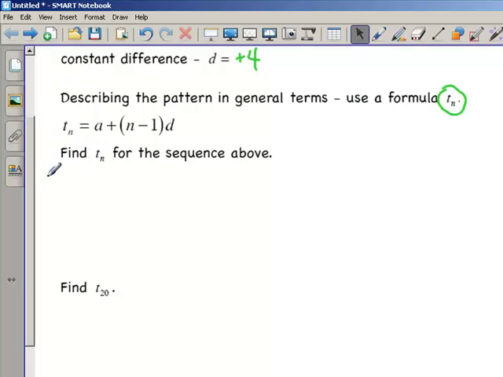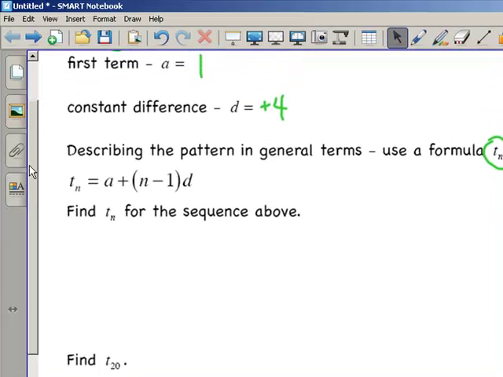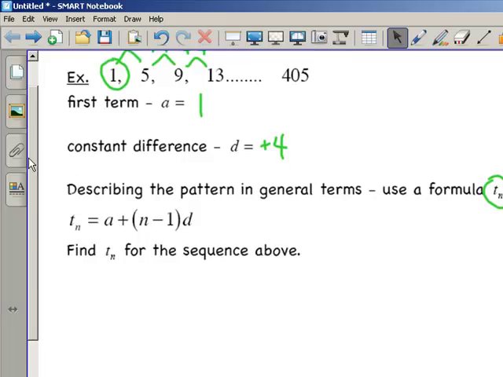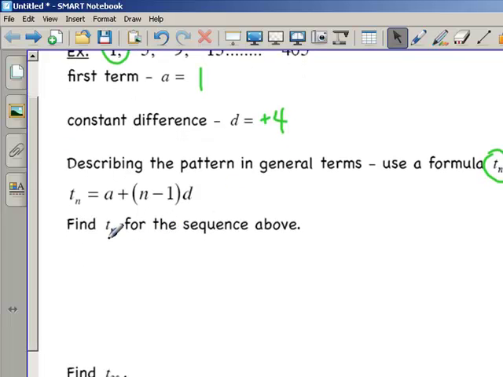For the sequence above here, all we need to do is take our A and our D and fill it into the formula here. So term n would be A plus n minus 1 times d. Again, we don't know what the n is because this is a general term and the n could be anything, and the d we know is going up by 4.